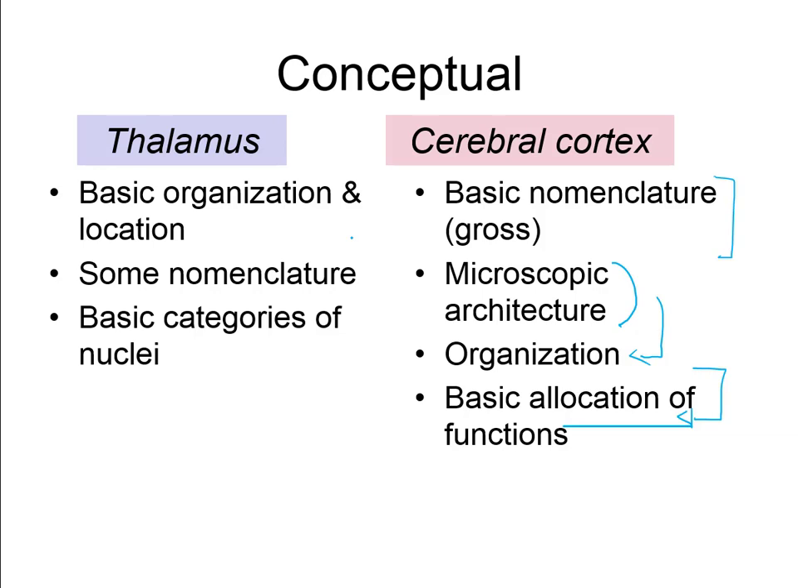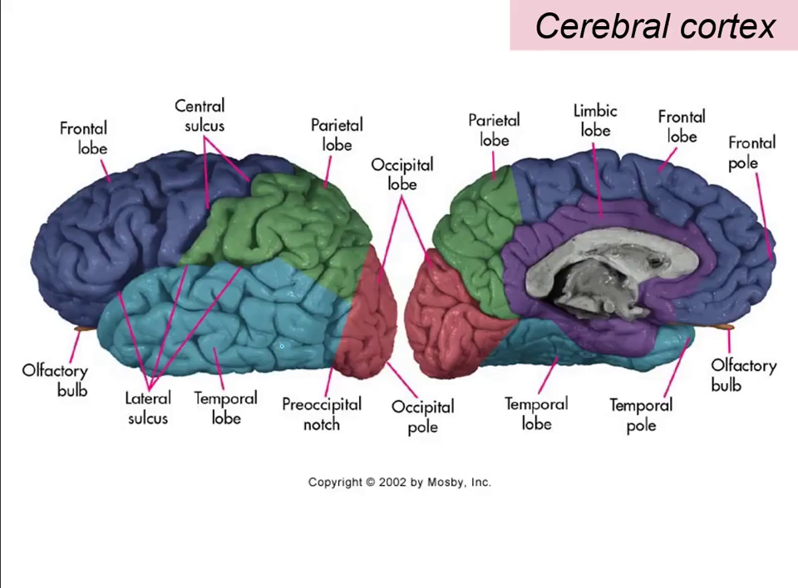So it's easy for us to see it and put the names on it. In lab, you can pick the brain up and put your hands right on it. It's easy. Okay? Thalamus, it's deep. It's got fuzzy boundaries. It's got bizarre nomenclature. Nothing is good about it, unfortunately. We'll do some of the nomenclature, and we'll talk a bit about the basic categories of the nuclei.